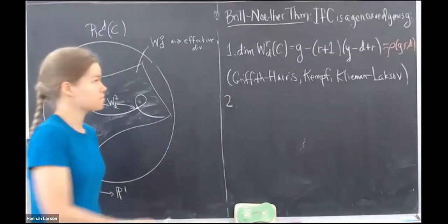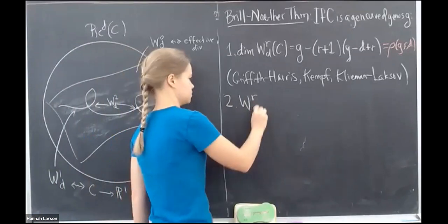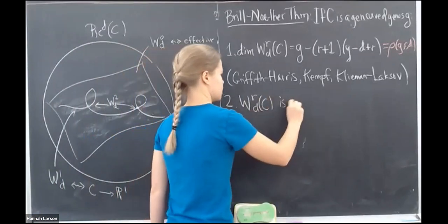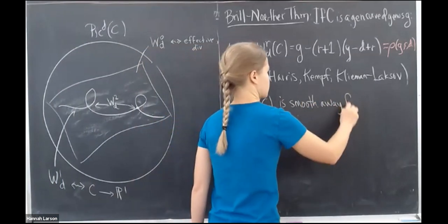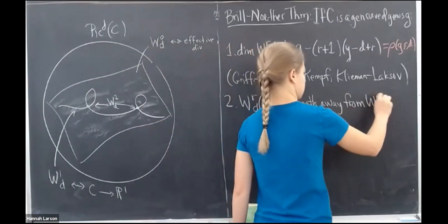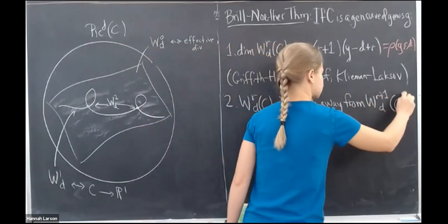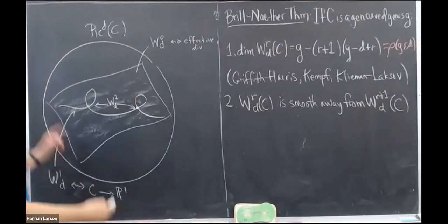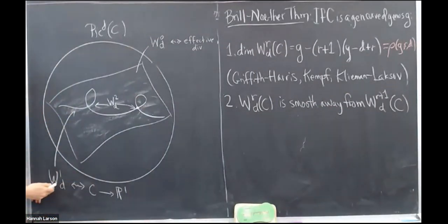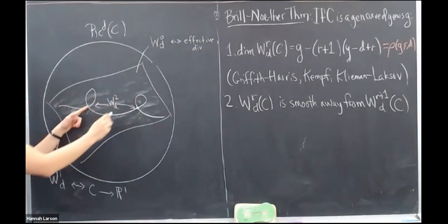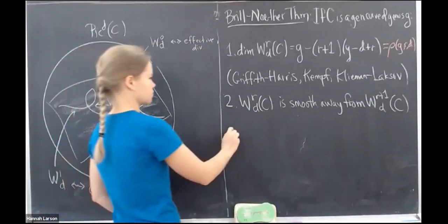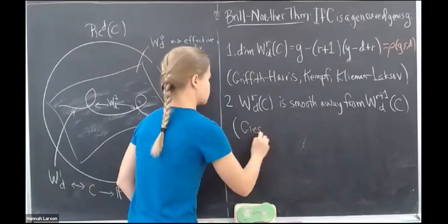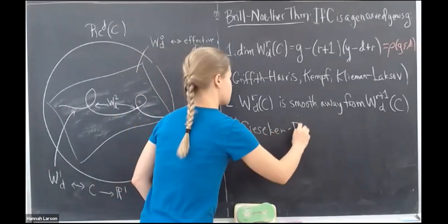Another part of the Brill-Noether theorem is that W^r_d is smooth away from W^(r+1)_d. You can see, as I've drawn in this picture, W^1_d could be singular, but those singular points will live in a deeper stratum. This is the Gieseker theorem.